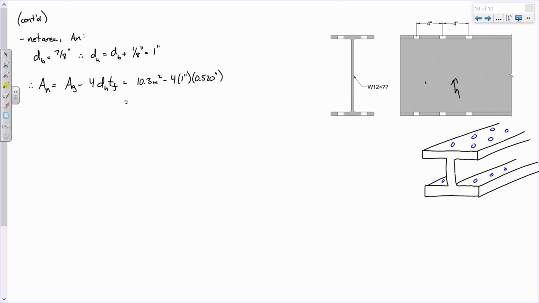Got an answer for me? 8.22 square inches. Do I have a second on that? Yes. Awesome. Okay.